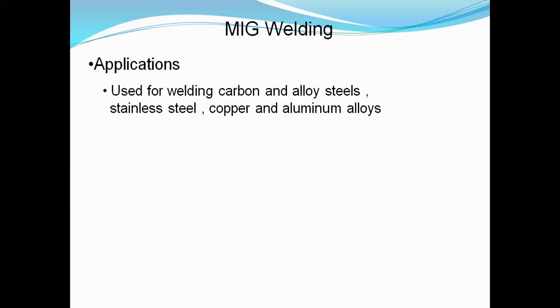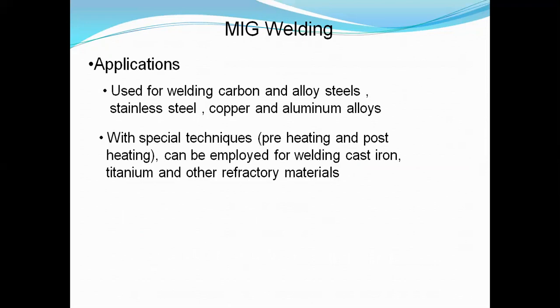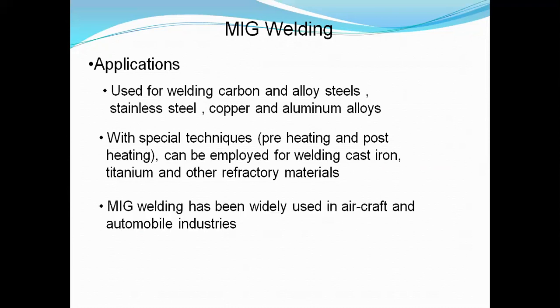Applications: used for welding carbon and alloy steel, stainless steel, copper and aluminum alloys. With special techniques, preheating and post-heating can be employed for welding cast iron, titanium and other refractory materials. And this MIG welding has been widely used in aircraft and automobile industries. So these are TIG welding and MIG welding.